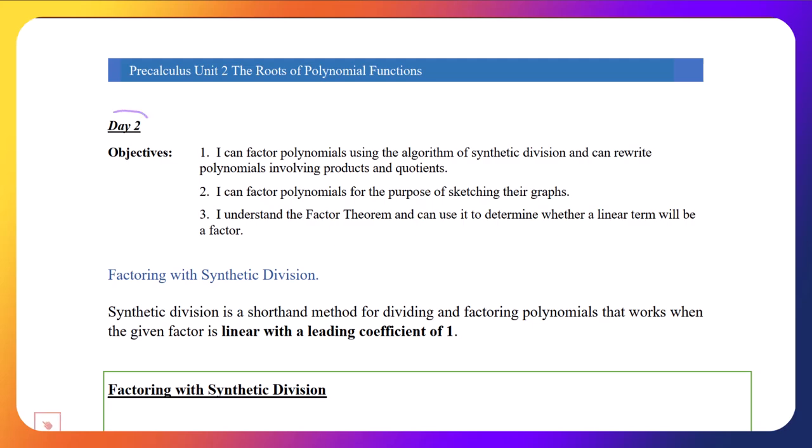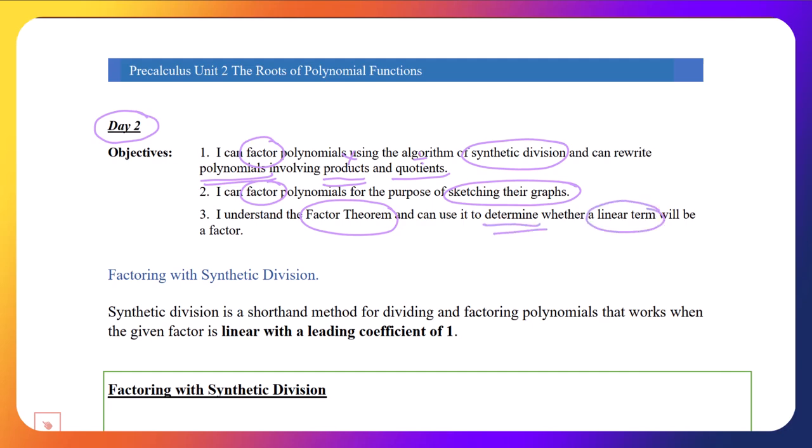All right, day 2. Today we're going to talk about factoring. We did the area method before about division. Now we're going to talk about synthetic division, and again writing polynomials using multiplication and division. We're going to talk about factoring with respect to sketching their graphs, and we're going to talk about the factor theorem and how to determine whether something does go in evenly or is a factor.